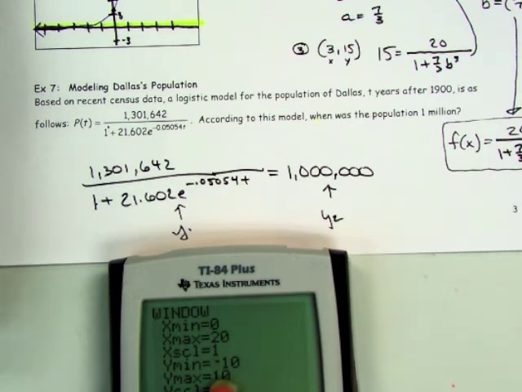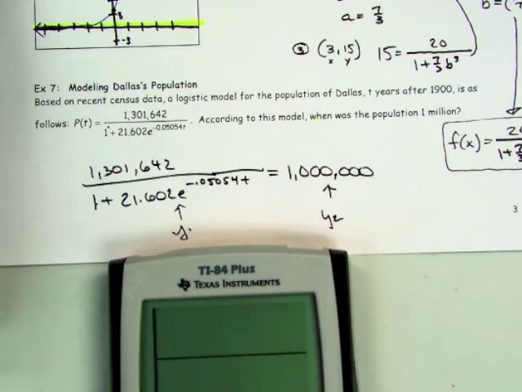So here, for a minimum y, maybe 900,000 up to 1,100,000. I like to give a little extra room around it so I can see the value. Now, if I see the graph, I should be able to see my line at y equals 1 million, which will come up here in just a moment. And I should be able to see the rest of my function. There's my y equals 1 million. And I should be able to see the rest of it, but I'm not.